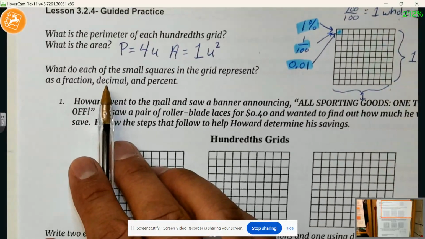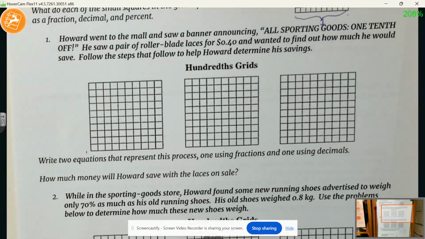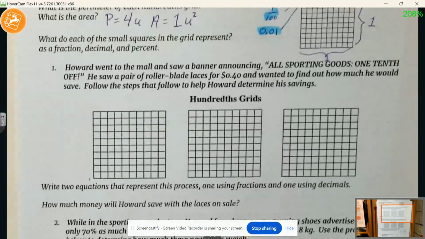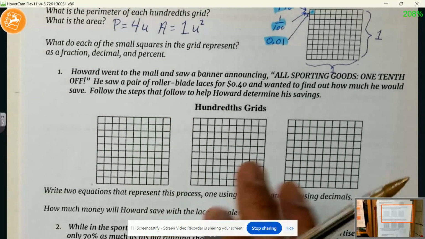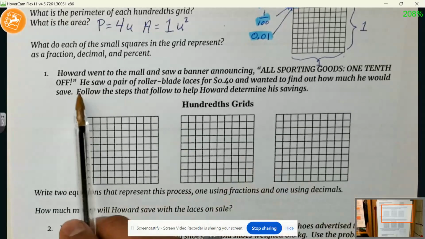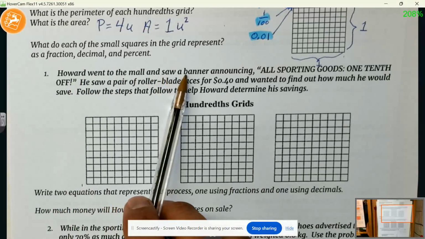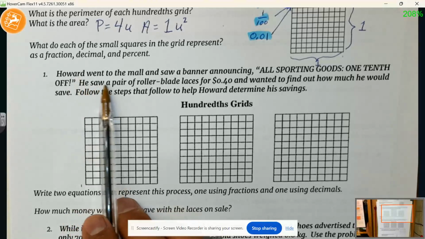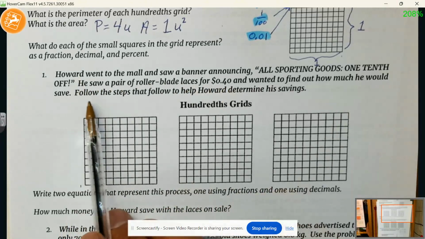So we're going to use this information to answer these questions, and I have these highlighters ready so I can start representing these portions as hundredths, and my highlighter is going to help me to see that. So our first question is, Howard went to the mall and saw a banner announcing all sporting goods 1/10 off. He saw a pair of rollerblade laces for 40 cents and wanted to find out how much he would save.